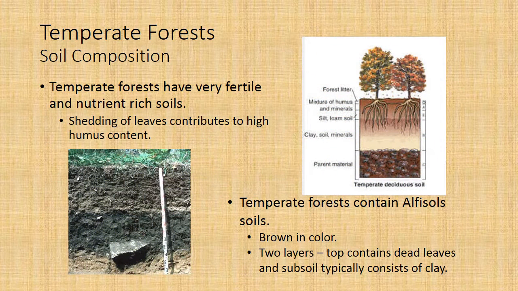The soils in temperate forests are very fertile and nutrient-rich, mainly because of the shedding of the leaves, which contributes to high humus content. The soils are referred to as alfisols. They're brown in color, and they usually have 2 layers, where the top layer contains dead leaves, and the subsoil typically consists of clay. The graphic on this slide is a nice soil profile to illustrate how that soil composition is made up.